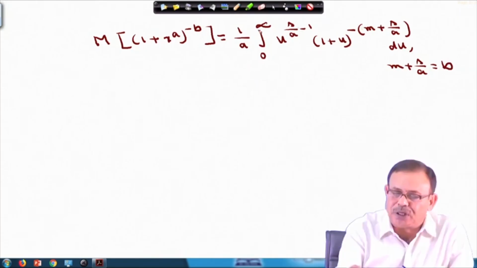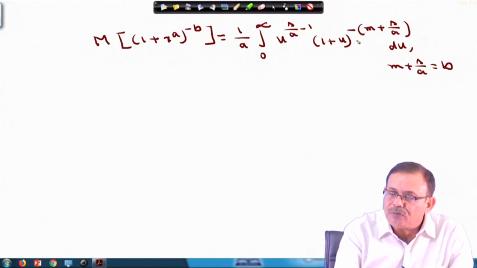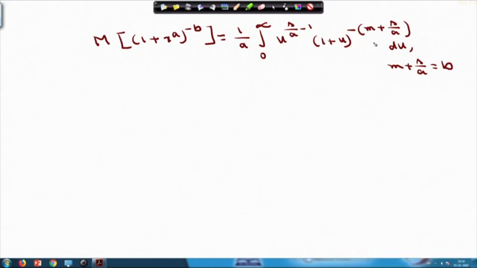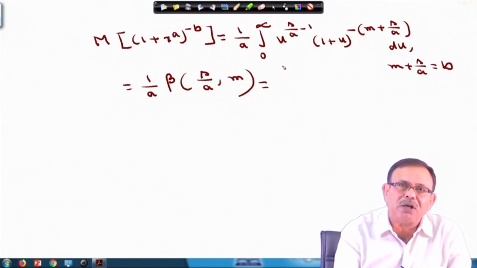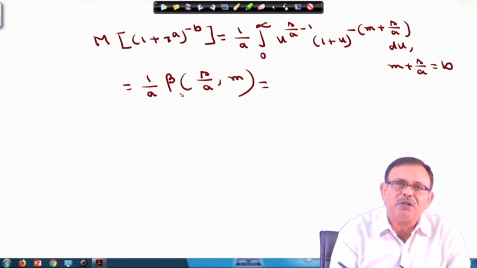And if you see this integral, from 0 to infinity of x to the power m minus 1 into (1 plus x) to the power minus (m plus n) format, this is nothing but I can simply represent it in terms of the beta function, that is, the beta function of s by a comma m. This s by a is coming here and this is m. So, I can write beta of s by a comma m. I am not showing how it comes, because directly from the integral I can obtain this particular value in terms of the beta function.